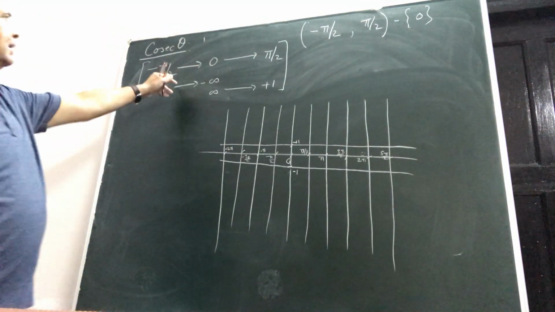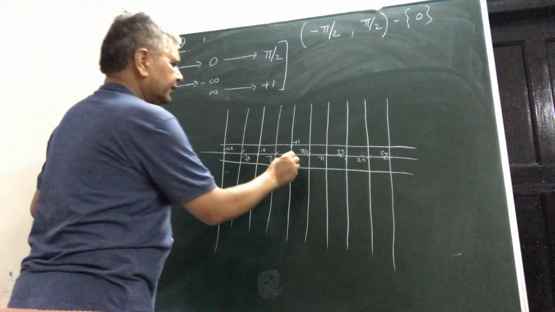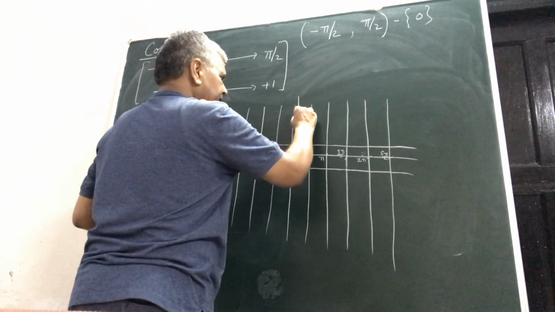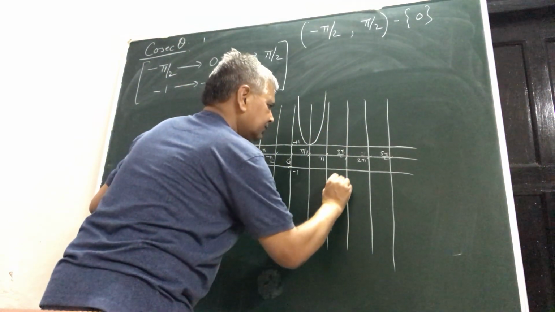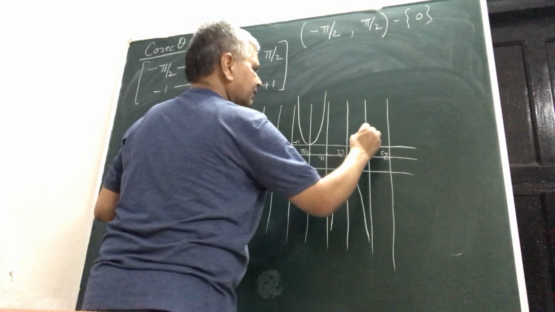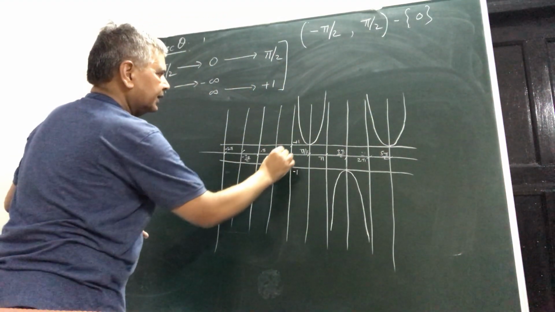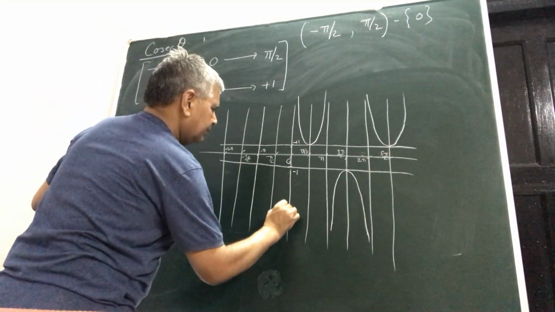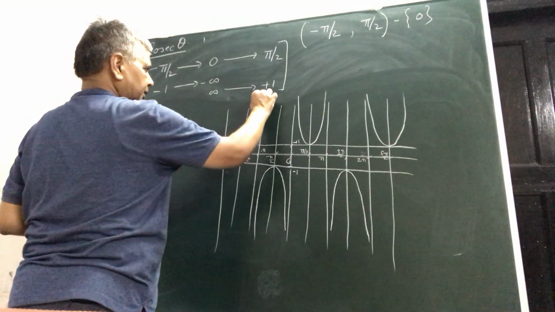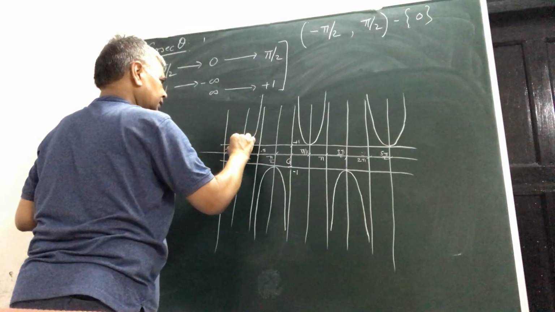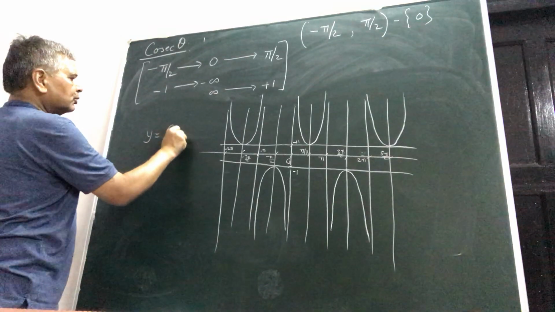Principal branch is what? From 0 to pi, first draw an upward parabola. 0 to pi, first upward parabola. Please see like this. And then you draw alternately upward and downward parabolas like this. And here, on the negative side, like this. So this is the curve of y is equal to cosec theta.